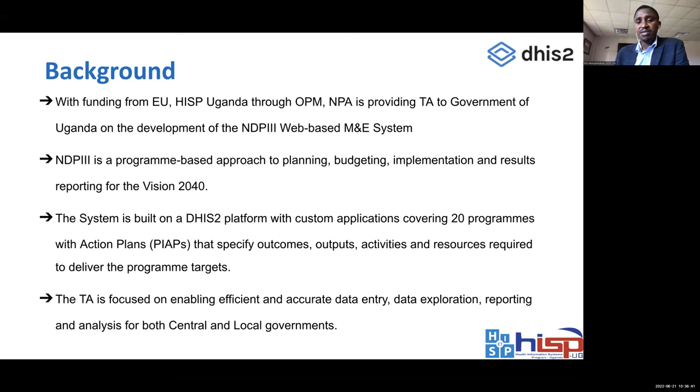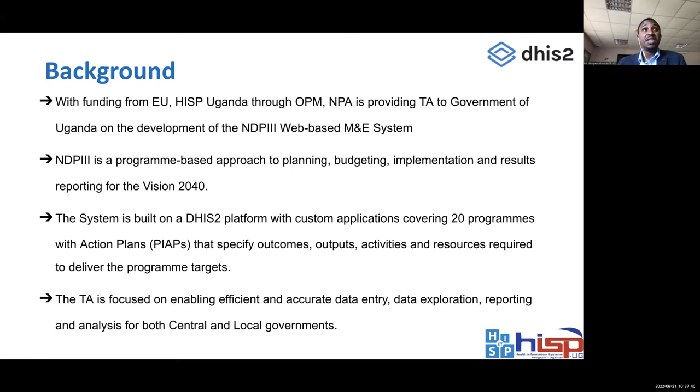NDP3, like I mentioned, is a program-based approach to planning, budgeting, and implementation, as well as results reporting, all of which is consolidated into a single vision for the country that we call Vision 2040, which has a number of activities to be achieved by 2040. The system is built on the DHIS2 platform with custom applications covering about 20 programs. These programs are made up of action plans. We call them program implementation action plans, that is PIAPs, that specify outcomes, outputs, activities, and the resources required to deliver the different program targets or indicator targets.